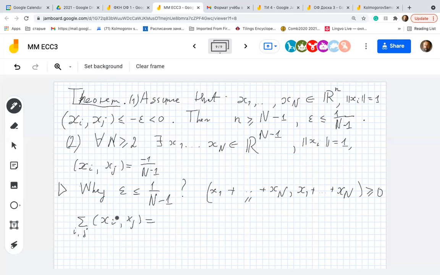And this sum may be rewritten as follows. First of all, let's distinguish all the terms where i equals j. There are n such terms, and each such term is exactly 1, because our vectors have unit length. So we obtain n ones in our sum. And the remaining terms are the sum of xi, xj, where i is different from j.